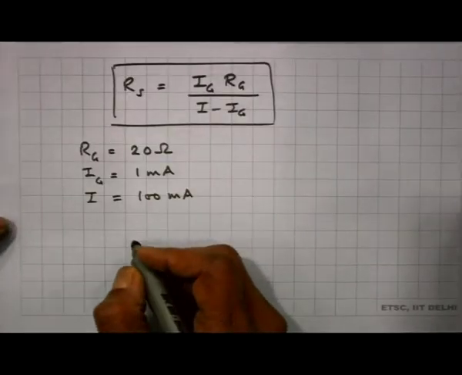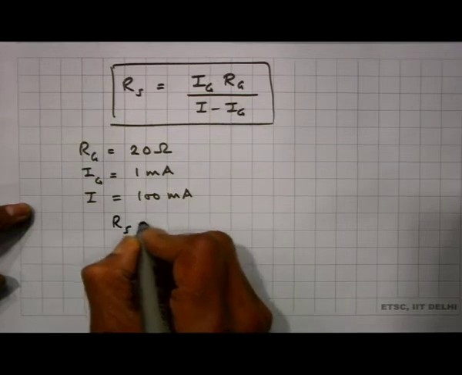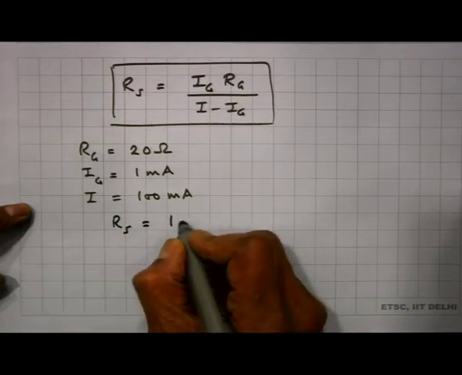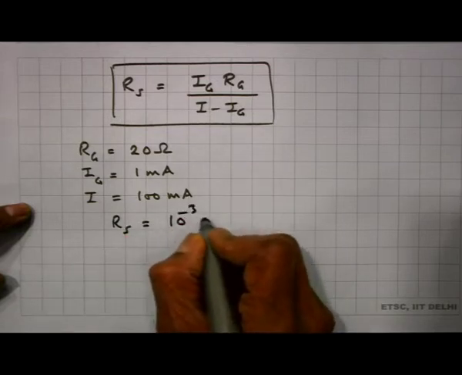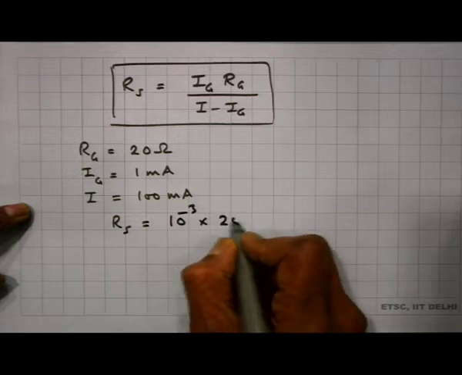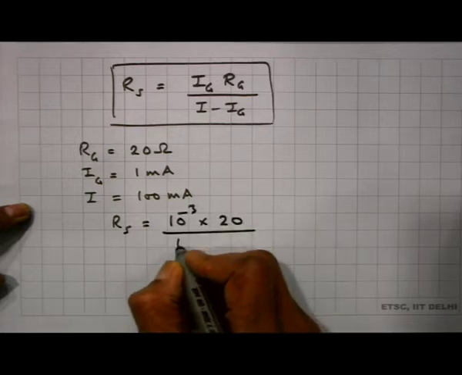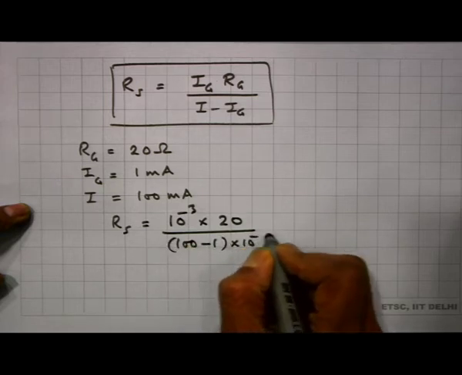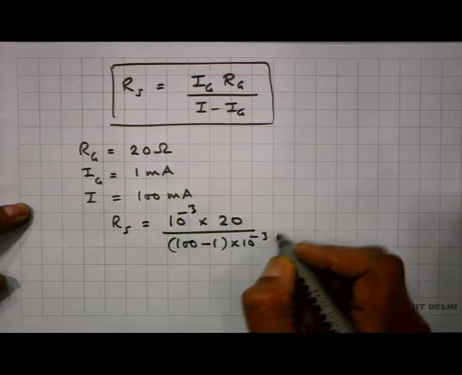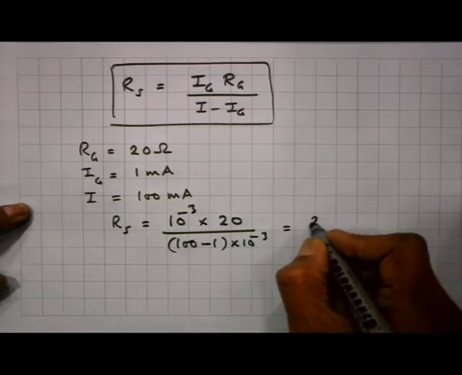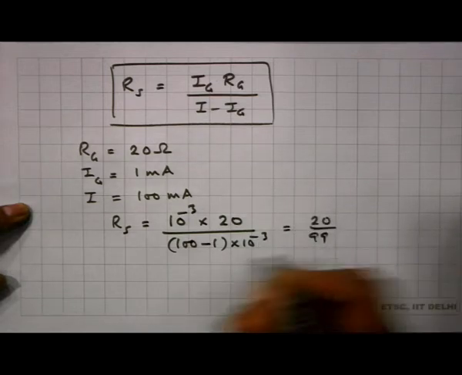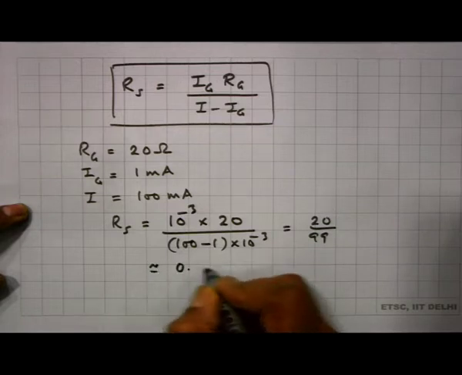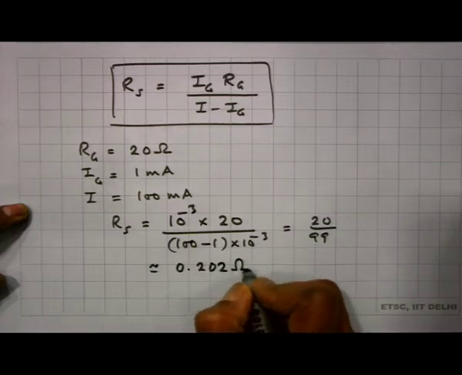So, substituting this gives me Rs is equal to 1 milliampere, 10 to the minus 3, into Rg, which is 20 ohms, divided by I, which is 100 milliamperes, minus 1 into 10 to the minus 3, which is equal to 20 by 99, which is approximately equal to 0.202 ohm.